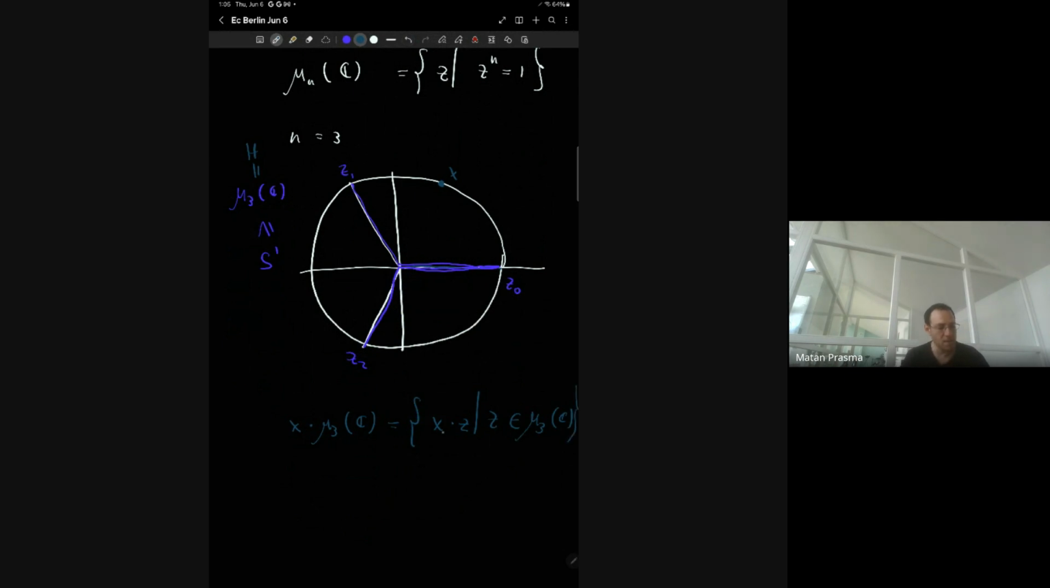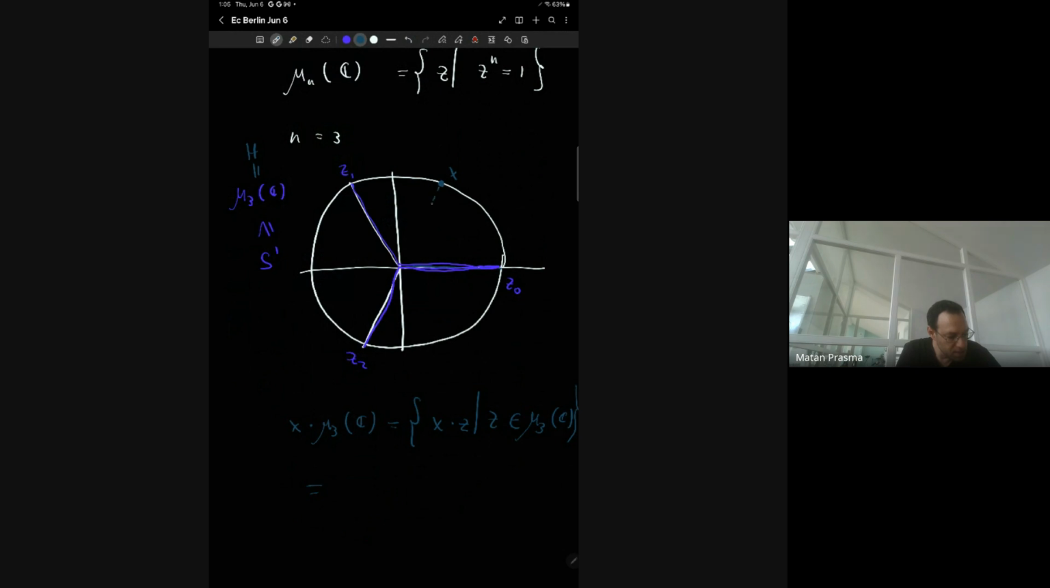But what does it mean? We know how to interpret geometrically a multiplication of complex numbers, especially on the circle. On the circle it is just adding the two angles. So this coset X times M3C, first of all, we know that this can be a set of at most 3 elements, because M3C has 3 elements. I cannot get more than 3 elements. But in fact, it's just a shift.